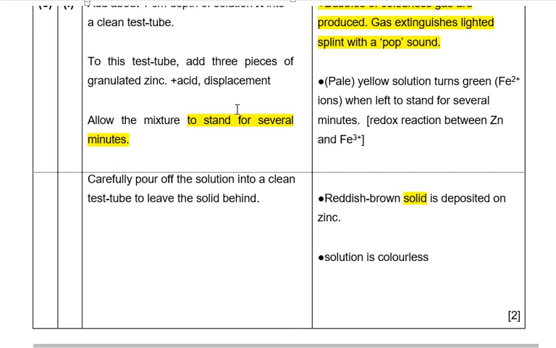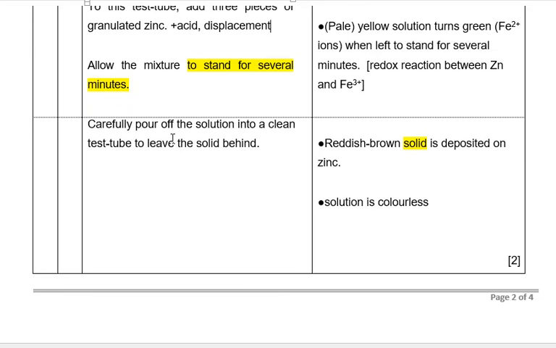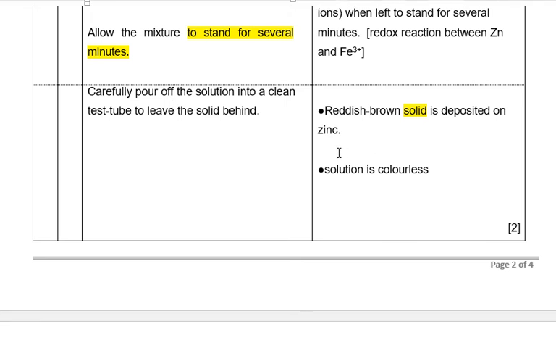On top of that, if you leave it to stand for a few minutes, your yellow solution will turn green when left to stand. This can only be observed afterwards, so you need to revisit this because you need to let it stand for a few minutes. Next, you're asked to carefully pour off the solution into a clean test tube and leave the solid behind. So what will you observe? First of all, my zinc will be coated with a reddish brown solid. Now that is not rust, class, that is not rust.